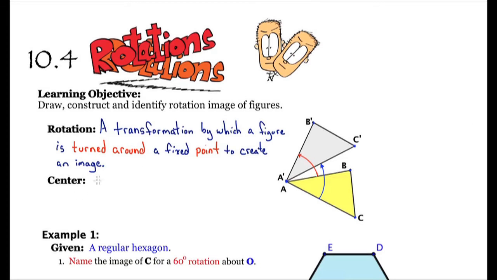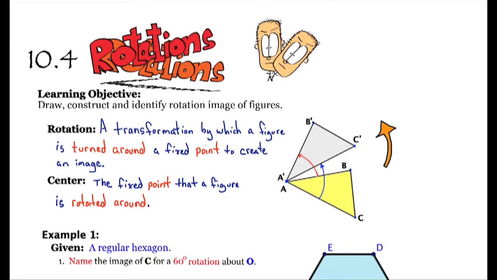Okay, so let's define center. It is the fixed point that a figure is rotated around. And one note here, the counterclockwise direction is the positive direction, and clockwise would be negative.